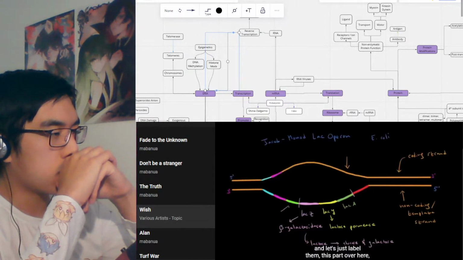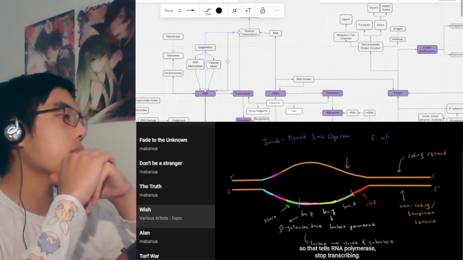And let's just label this part over here right before these three genes. That's the start site. So if RNA polymerase was transcribing, that start site tells it here's where you should begin to transcribe. And then after the lac-A gene, we have a stop region. So that tells RNA polymerase stop transcribing.